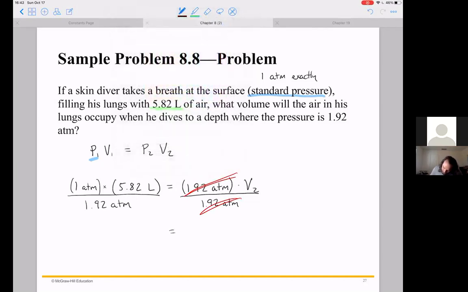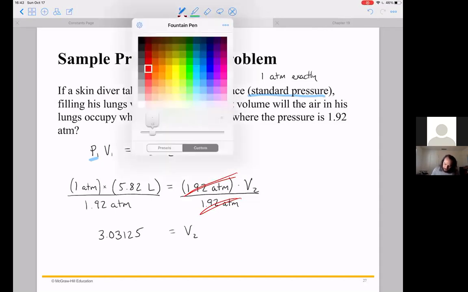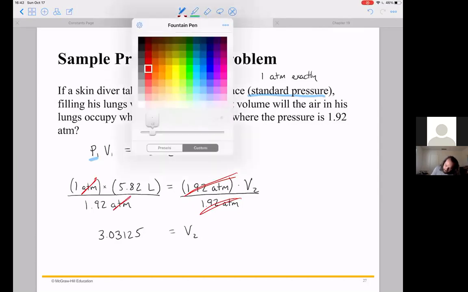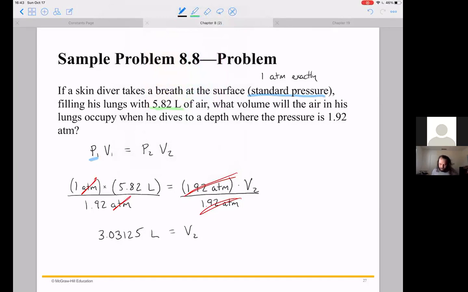Now I can just plug everything into the calculator. So 1 times 5.82 divided by 1.92, and I get 3.03125. Go through and pay attention to units. Atm cancels out, and I'm left with liters. So that's great because I wanted a volume measurement.